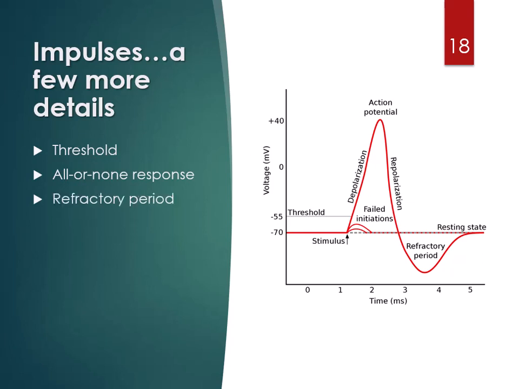And then that little dip there from repolarization back to resting state, that's called the refractory period. That's the time it takes for a neuron to recover so another impulse can be sent. It's pretty short.